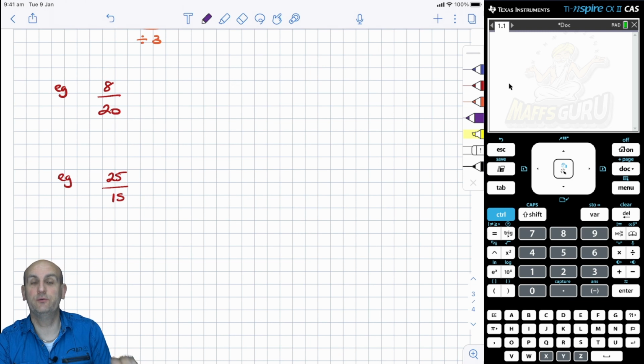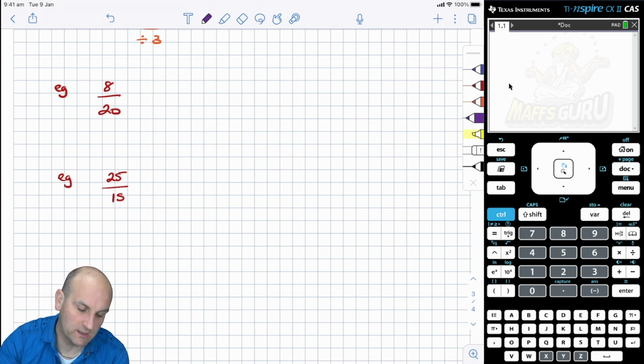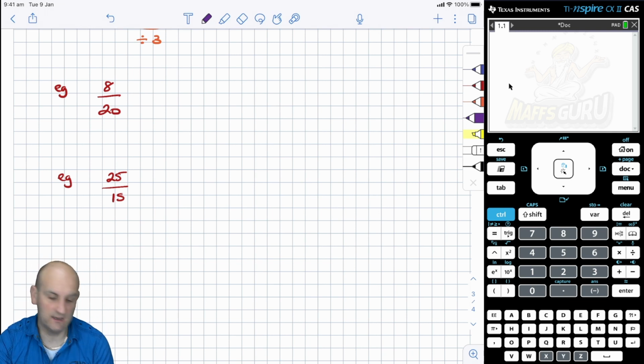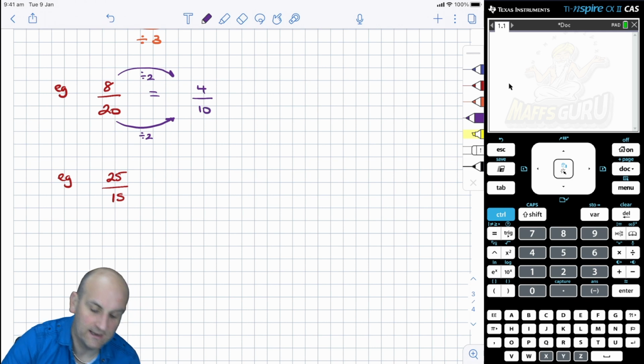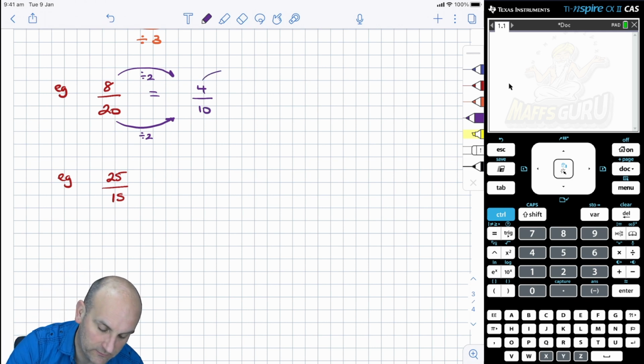They say cancel these down to its simplest form. All right, simplest form means I've got to get it down as low as I possibly can. Well, I'm going to follow my rule of halving because I like that one. So the first thing I'm going to do is divide each of these numbers by 2. All right, so I'm going to just divide by 2 and divide by 2. That gives me 4 on 10. Have I finished? Nope, because they can divide by 2 again. So divide by 2 and divide by 2.